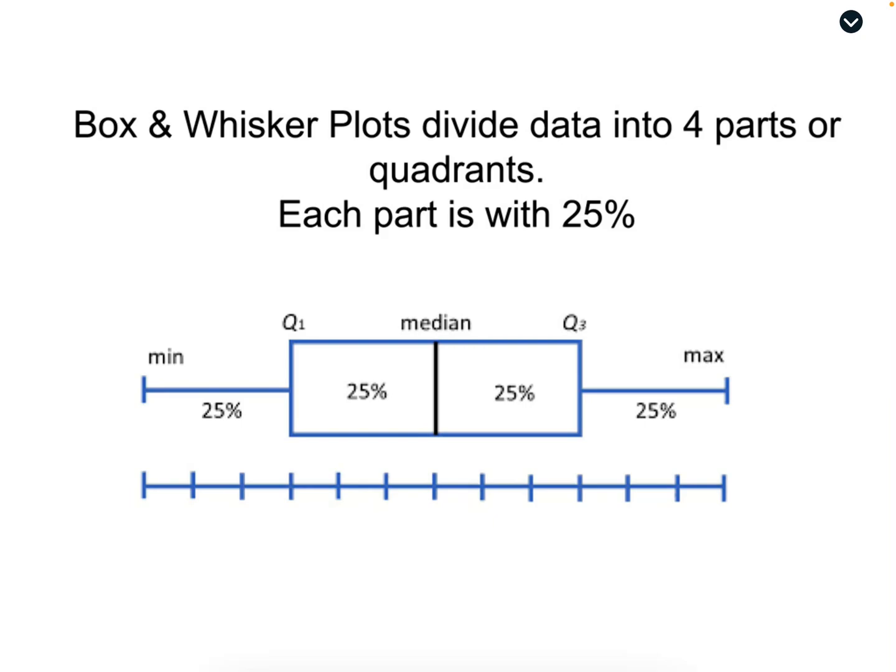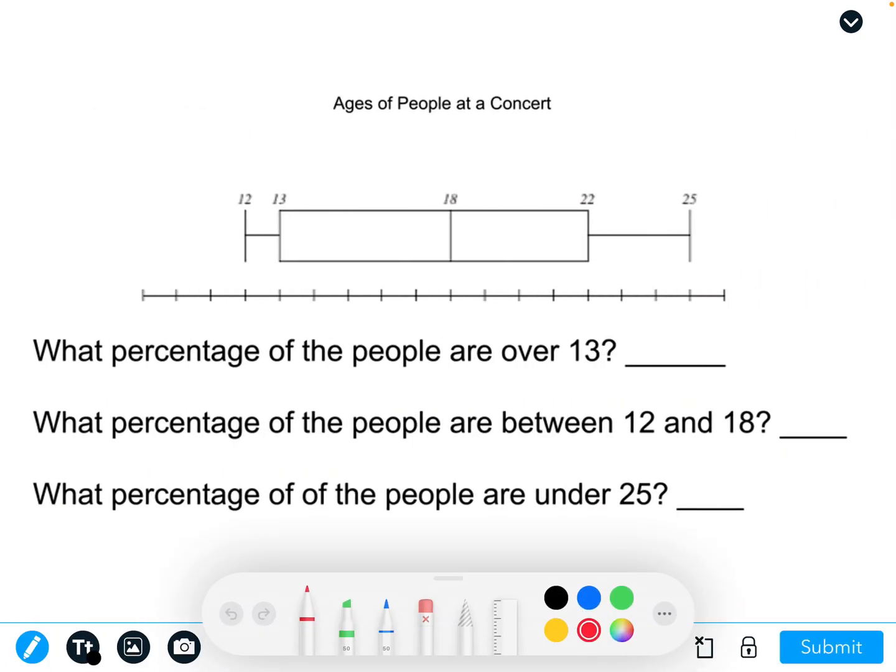Let's keep in mind that box and whisker plots divide our data into 4 parts and quadrants, and each is worth 25%. That way, when we're describing our data, we can use percentages. Here's an example. What percent of people are over the age of 13? So here's our 13, and over the age is going to be 3 sections. If each section is worth 25%, there are 75% of the people at this concert that are over 13.